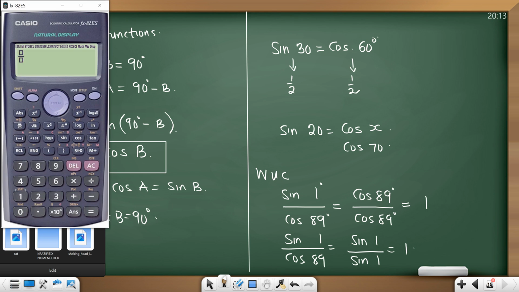Sine 1 over cos 89. Let's check if it's going to be correct. Check your answer. 1. Now you are like a mobile calculator. Did this make sense, everybody?